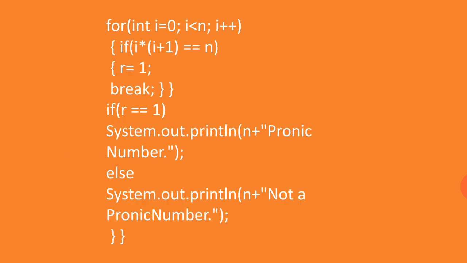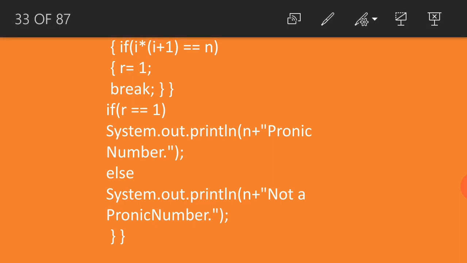Alright, now we check the loop, the same loop which we have discussed earlier. So int i equal to 0, i less than n, semicolon, i plus plus. So here we have the loop variable which begins with 0 and moves up to less than n, and every time it will be increased by 1. The reason I have already told you, to get the consecutive numbers. Now if i asterisk (i plus 1) equal to n, then the result r will be 1, and we use the break statement here to terminate the loop. Otherwise the loop will continue up to less than n.